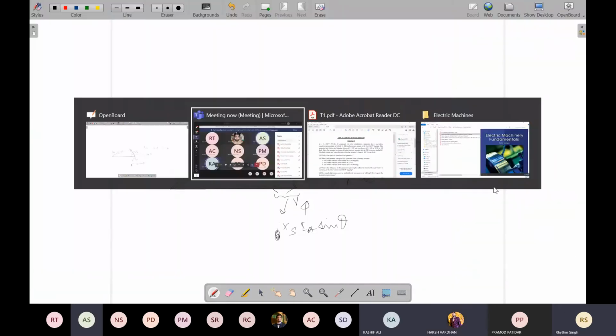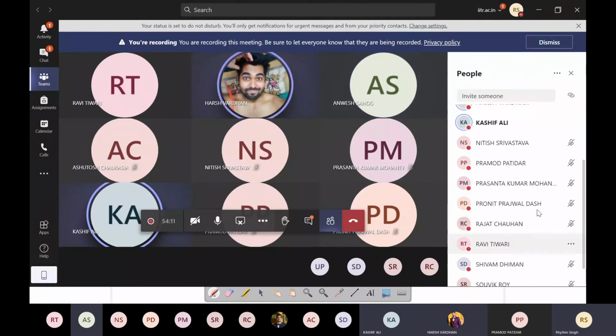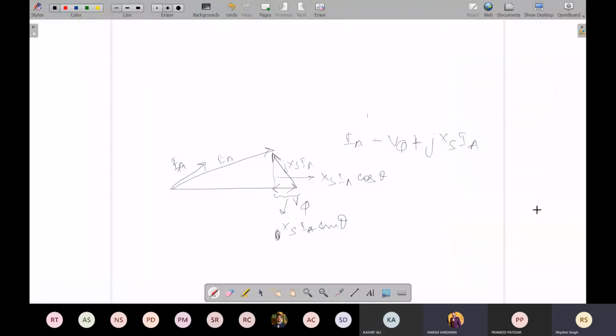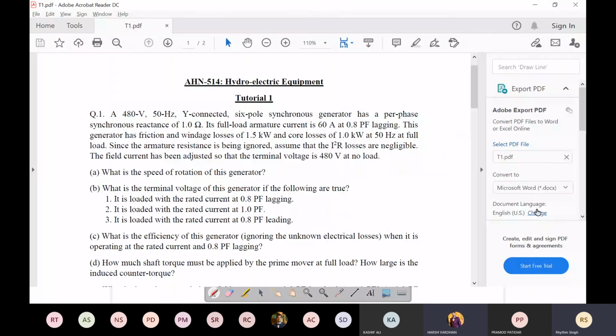Sir, Harshvardhan here. Yes, Harshvardhan. Sir, if it was, as in the question given, a star connection, instead of it, if it was in delta connection, then sir, IT equals root 3 IA. Yeah, the terminal current would be root 3 times. Yes, very correct. And voltage would be same, your VT will be equal to VA. Okay, sir. Then in that case, we'll have to find the terminal current of this generator.